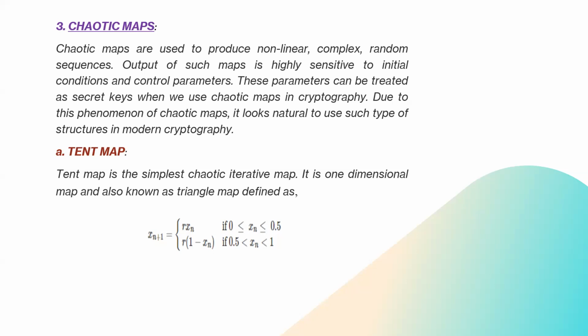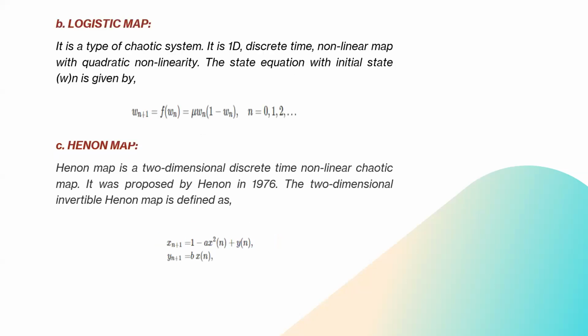So when we use mathematical functions, because of their behavior, whenever the parameters change, their behavior also changes, and we can't say at any one time what the behavior will be. Here we have three types of maps: the tent map, the logistic map, and the Henon map. We can use any one of the maps, or a combination of any two, to generate keys for the encryption.